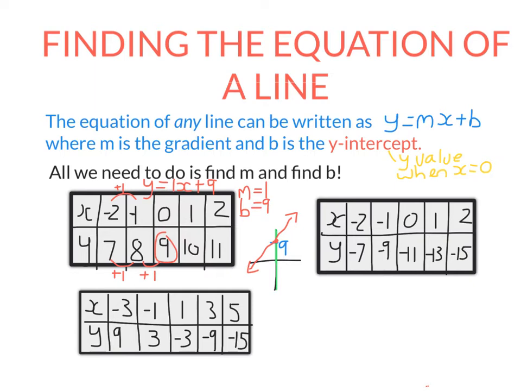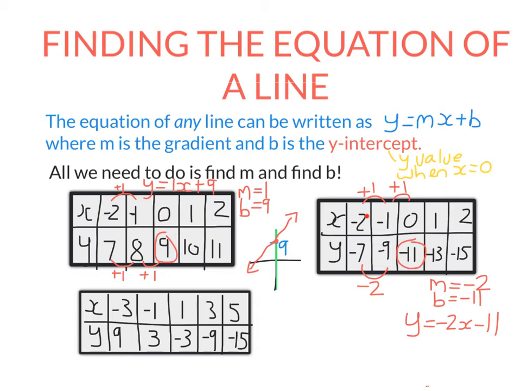So let's look at this table over here. Calculate the gradient and the y-intercept. So for the gradient, we know each time x is going up by 1, y is actually going down by 2. So the gradient is negative 2. What is the y-intercept? It's the y value when x equals 0. So it's minus 11. So the equation of this line is just y equals mx plus b, y equals minus 2x minus 11. Once again, this is a rule that tells us how to get the y value if we know the x value. It says times the x value by minus 2, then subtract 11, and you get the y value.